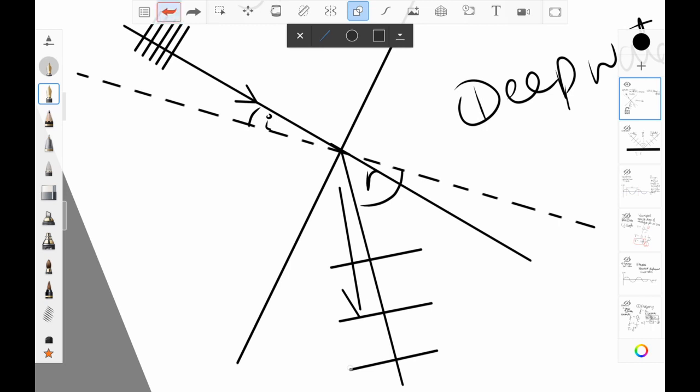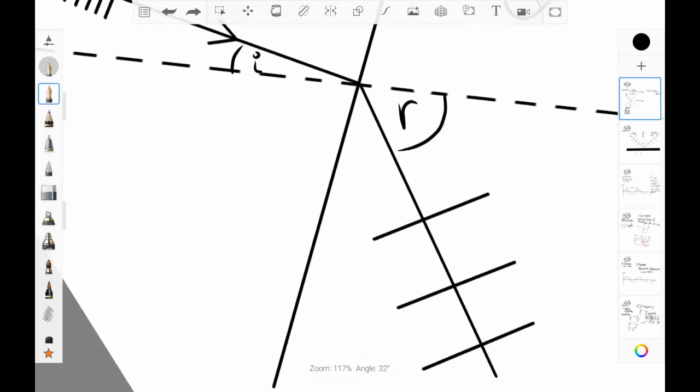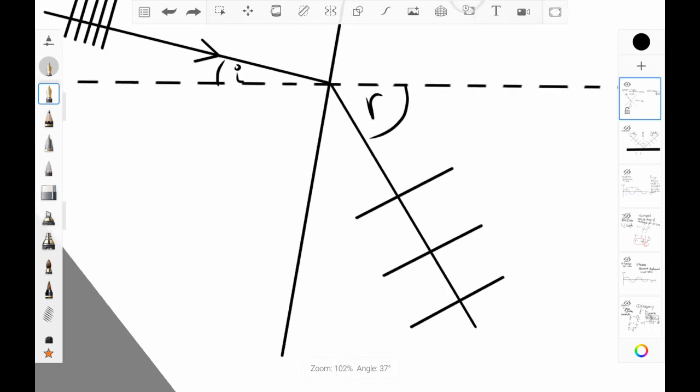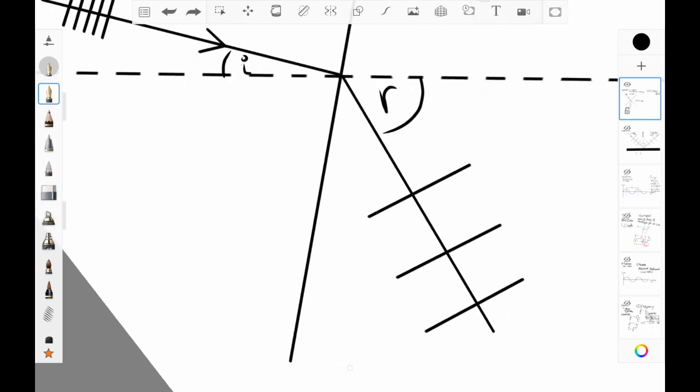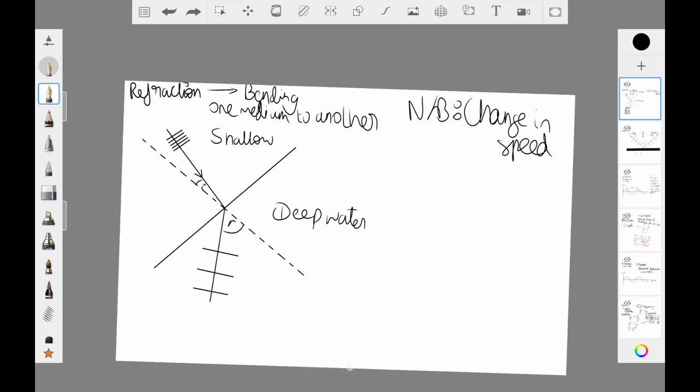which is why this is an example of refraction and not reflection. Another thing is that in this case, the small r represents the refracted angle. And you'll notice that the refracted angle here is a lot bigger than the incident angle. What that means is that in reflection, the incident angle and the reflected angle were equal. But in refraction, that's not the case.